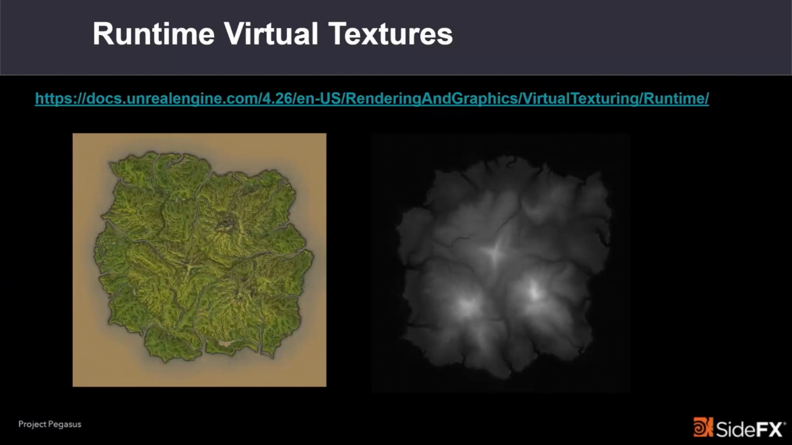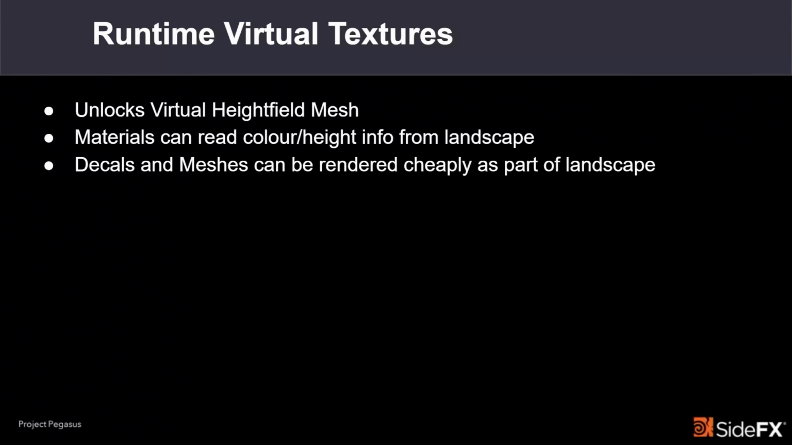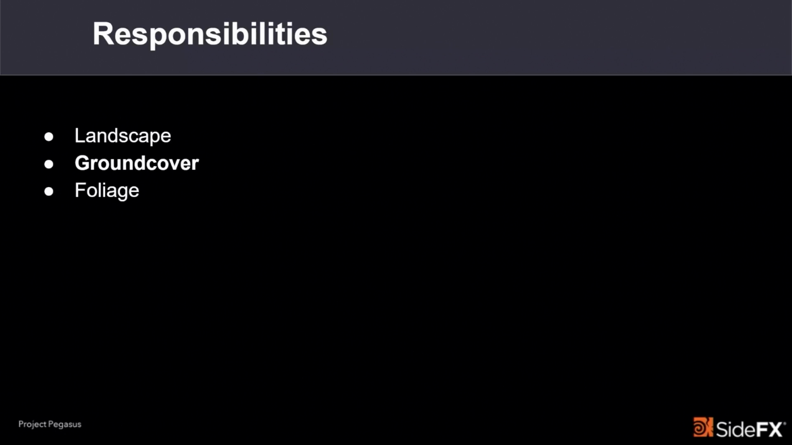This is made possible by the runtime virtual textures, which are essentially giant render targets that you can store the landscape data in and read from in real time. So you can use these giant textures to read color and height from the landscape. For example, for grass, you might want to take the color of the terrain and blend that into the grass color, or offset the position of the grass. And you can also read from decals and meshes into the landscape to create some really cheap rendering of really nice, interesting details.